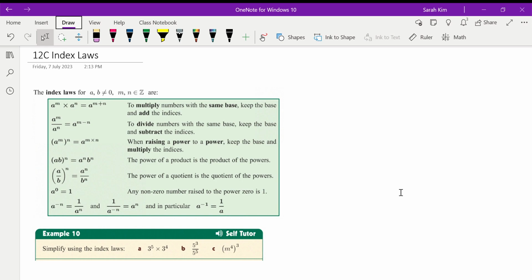These laws are called index laws. You should have seen some of them already, so I'm going to go through them really quickly. If your base is the same and your powers are different, it doesn't really matter what they are, but they are multiplied, you can add your powers.